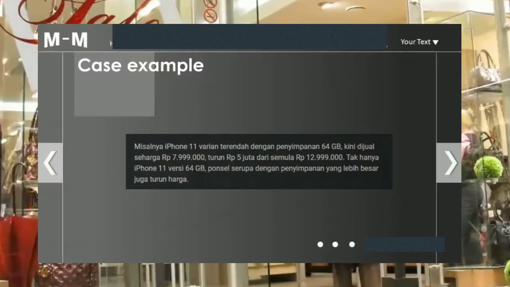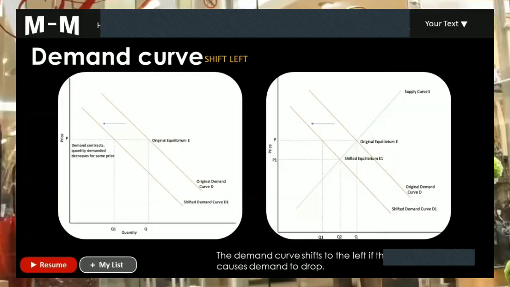Here's an example. A year ago, the price for the iPhone 11 was 12,999 Indonesian rupiah, and now the price has decreased to 7,999 Indonesian rupiah. To answer the question, we will use the demand curve shift left. It's important to differentiate between movement along the demand curve and a shift of the demand curve. The income effect, substitution effect, and law of diminishing utility all explain why points move down along the curve.